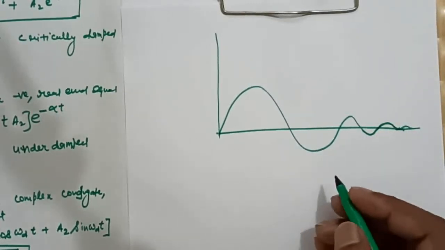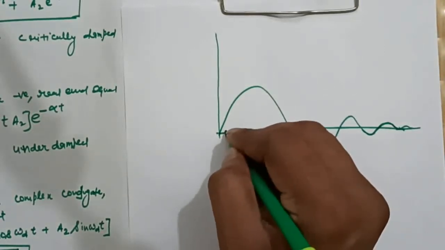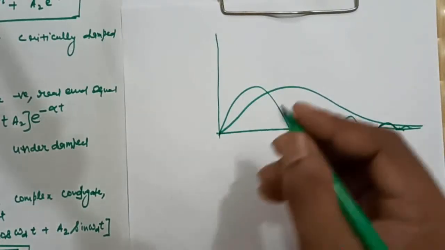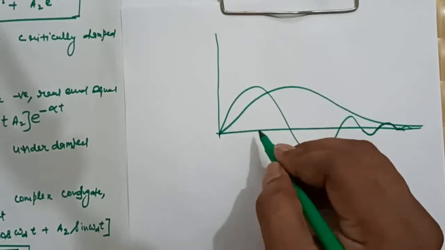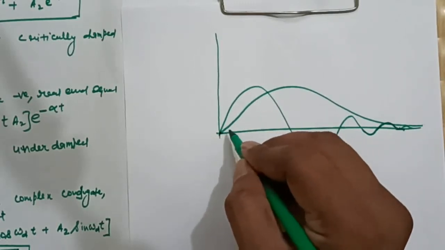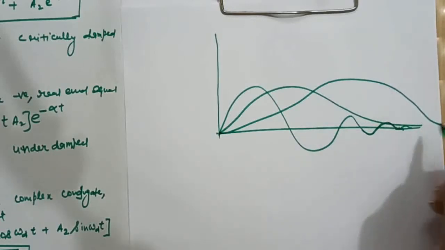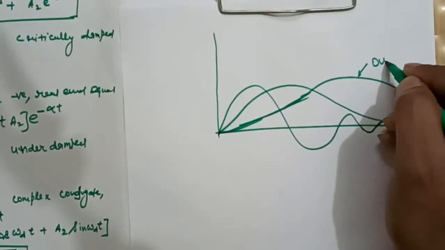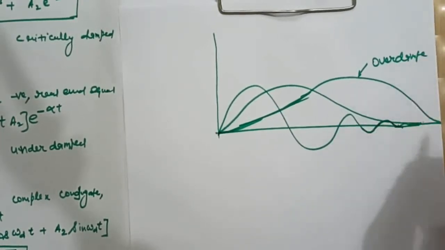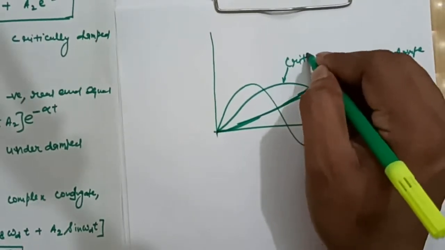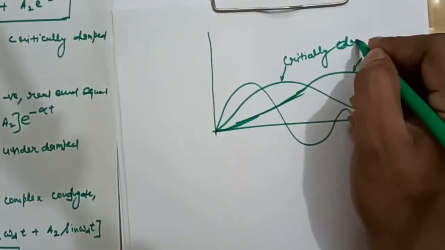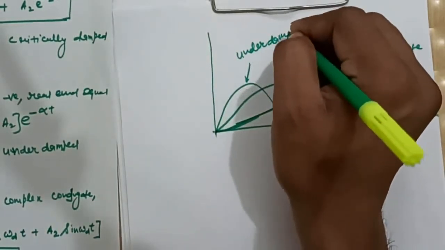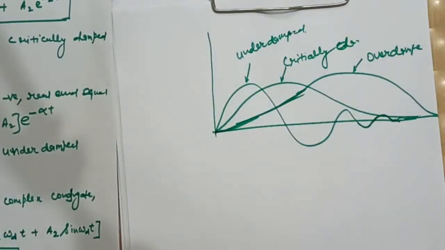Right? This will be the critically damped, and overdamped will take longer. Right? This will be the overdamped, this will be critically damped, and this will be underdamped.